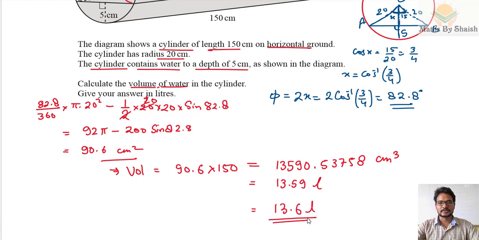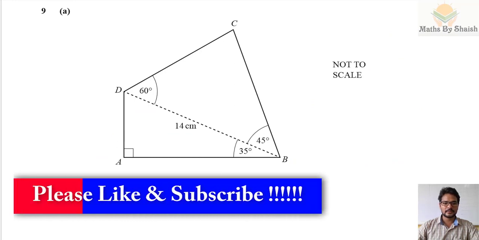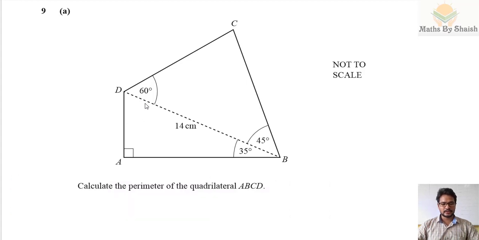That's the answer. Ninth question, A part, calculate the perimeter of the quadrilateral ABCD. And we know that in our syllabus we have two types of triangle. If we categorize them in two parts, one is a right angle triangle, another is not a right angle triangle. So if we have a right angle triangle and we are dealing with one angle and the side, we have SOHCAHTOA, and here we require the perimeter of the quadrilateral. Perimeter means AB plus BC plus CD plus DA.